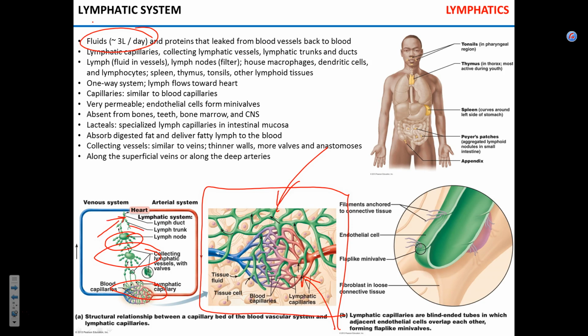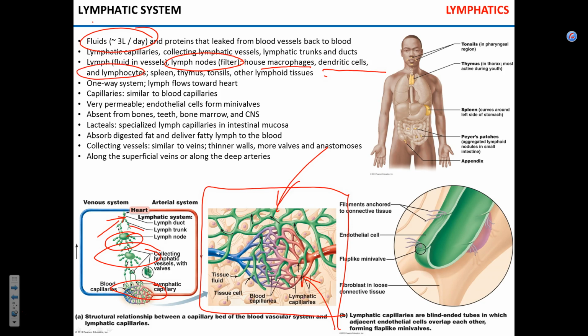As we go from capillaries through collecting vessels through trunks and ducts, the diameter of the lymphatic vessels progressively increases. Okay, so the role of the lymph nodes is to filter lymph. They have loose reticular connective tissue that serves as a kind of mesh in which multiple immune cells are embedded, cells like macrophages, dendritic cells, and T and B lymphocytes.